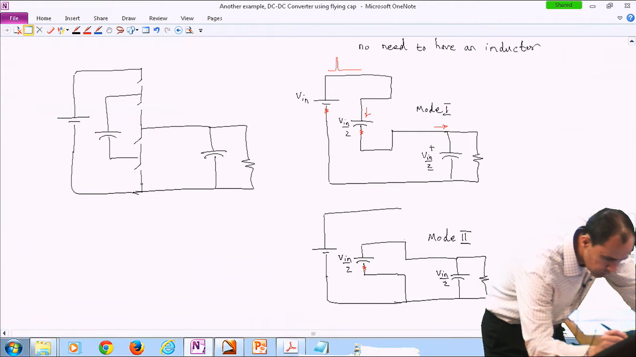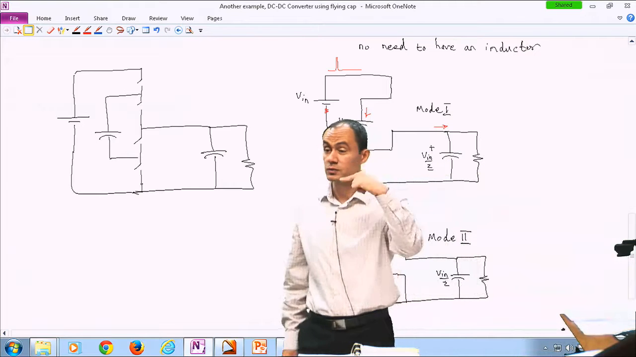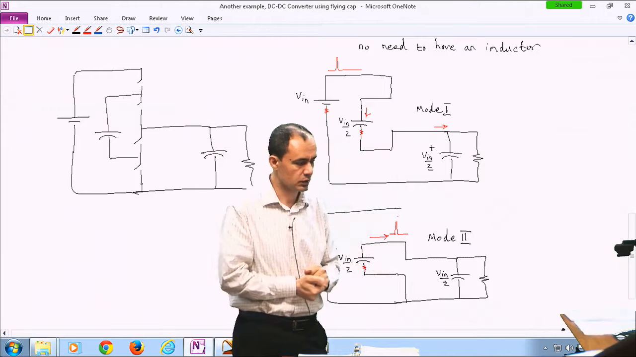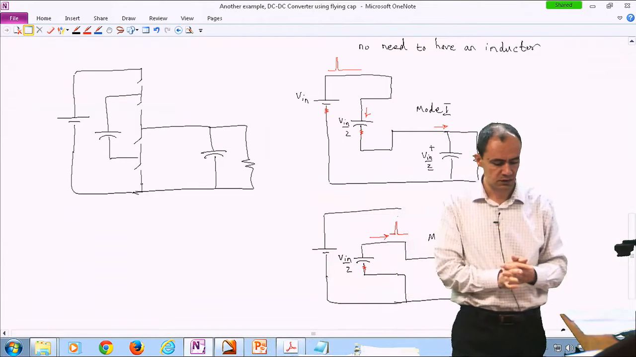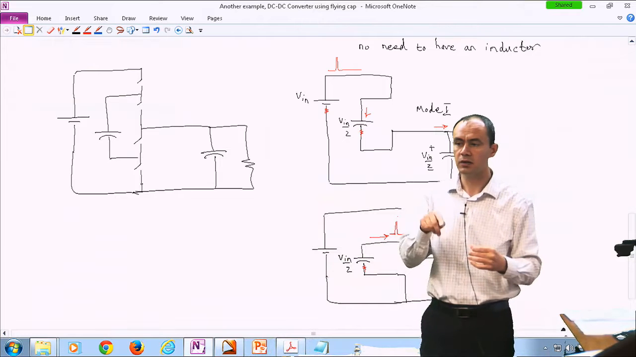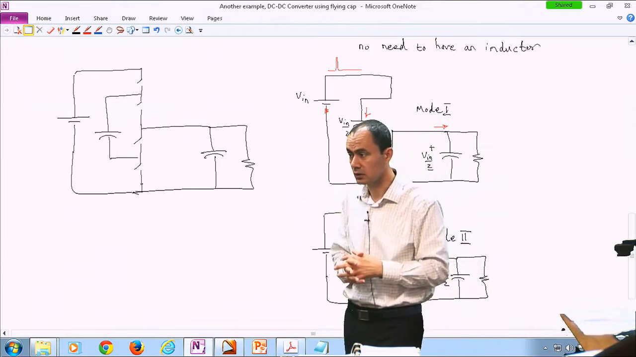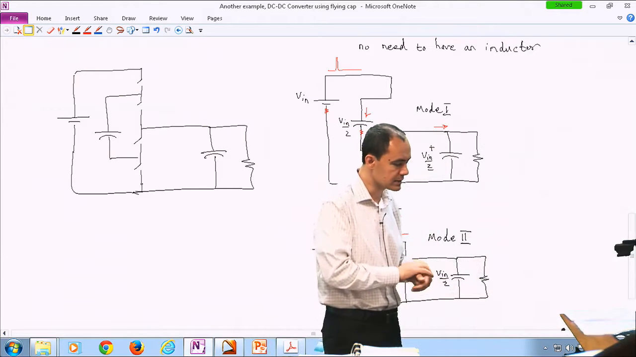So again, you will have an impulse of current. It's like the capacitor, the flying capacitor, which was being charged previously, now it's being discharged and delivering power to the load. And that is one of the disadvantages of this converter. Your currents are very pulsating kind of a current. They are not continuous like an inductor current kind of a thing, because you eliminated the inductor basically, okay?